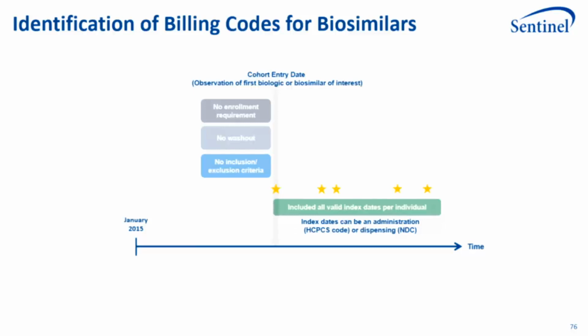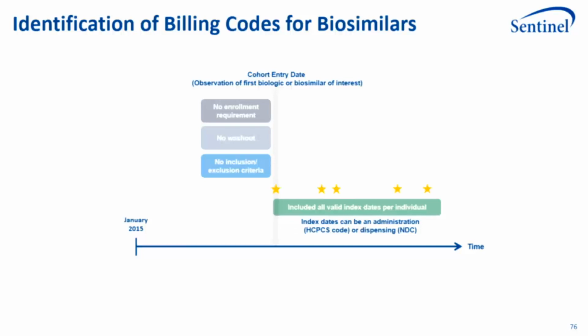So there was no prior enrollment requirement. We didn't say you have to be enrolled 6 months or a year, because we weren't looking for history of anything. This is just count the number of procedure codes, count the number of drug codes. There was no washout. We weren't looking for incident use of these products. And it wasn't in a particular patient population. So we didn't say kick out anyone who has dementia or only include people with dementia. So it was very simplistic.